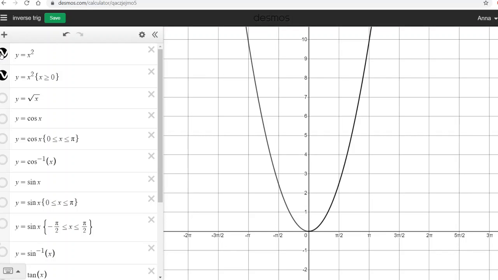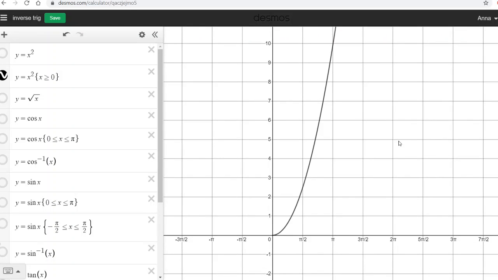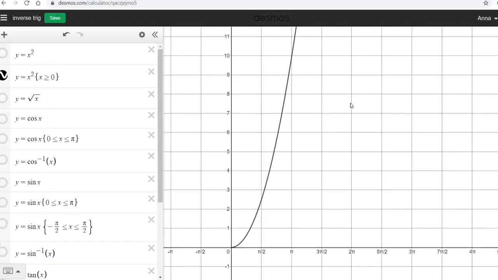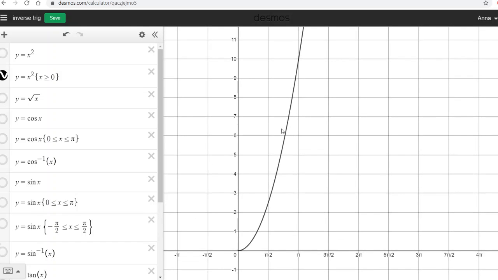Well, we add this domain restriction where we say x has to be greater than or equal to 0. So we get rid of the left side of the parabola. And so now it is one-to-one, right? Like, anywhere you draw a horizontal line, it is only going to cross the graph once.